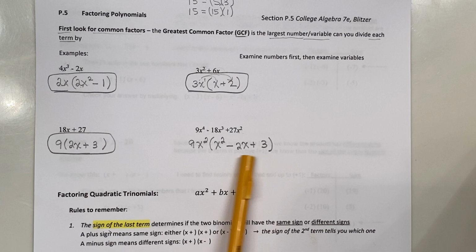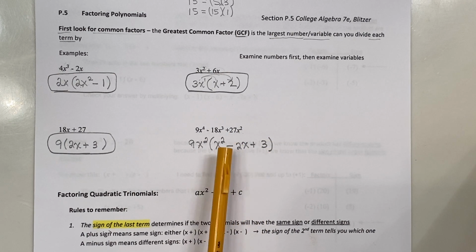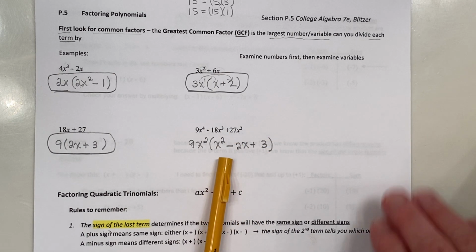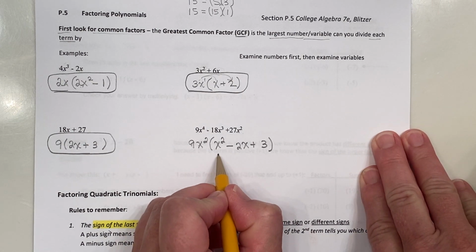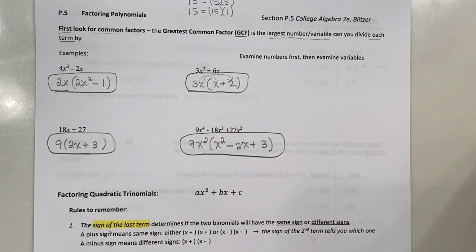I'm a little bit interested about whether this trinomial inside this set of parentheses, trinomial means 3 terms, would factor. We're going to connect back to this later in the video. But right now for what we're doing, taking out a GCF, we're finished.